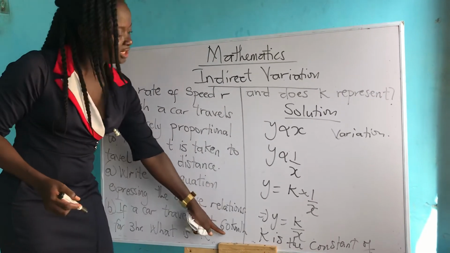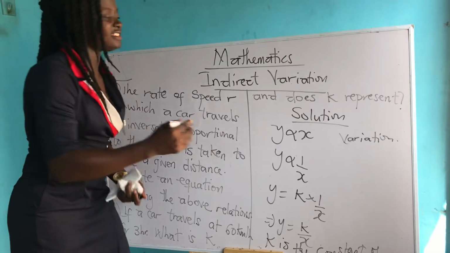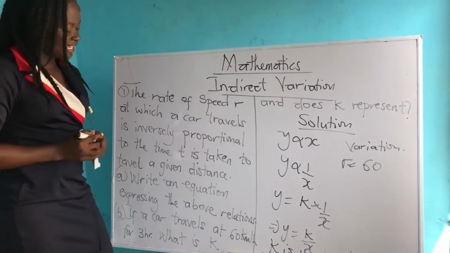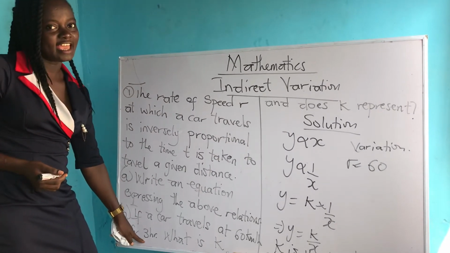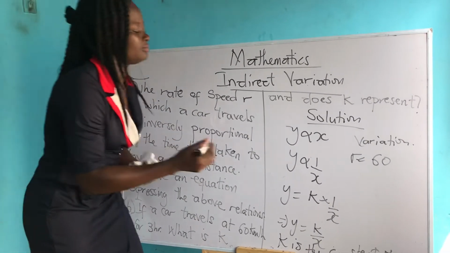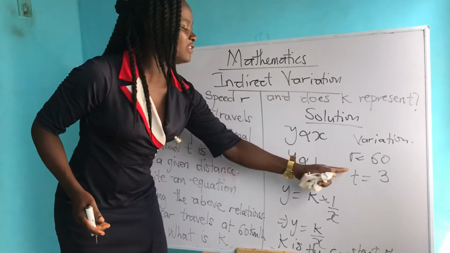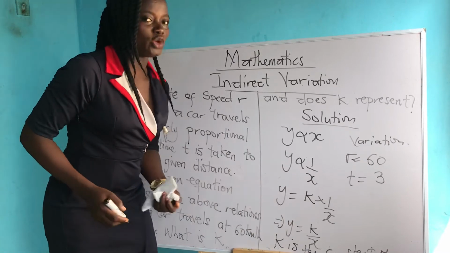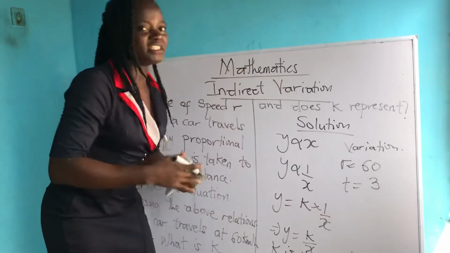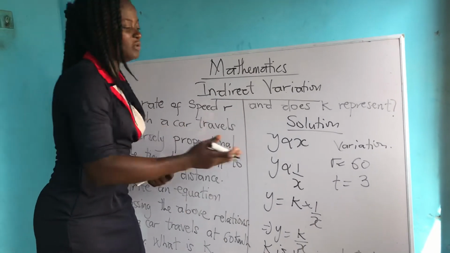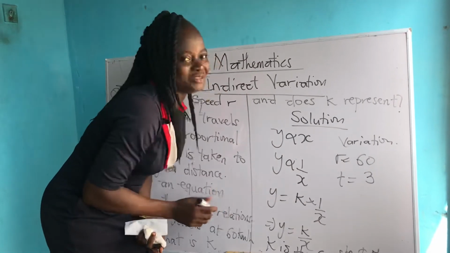From the question, our r is 60 kilometers per hour, then our t is 3 hours. So we just substitute these values into the equation. Wherever we see r, we put 60. Wherever we see t, we put 3. Let's do it together.